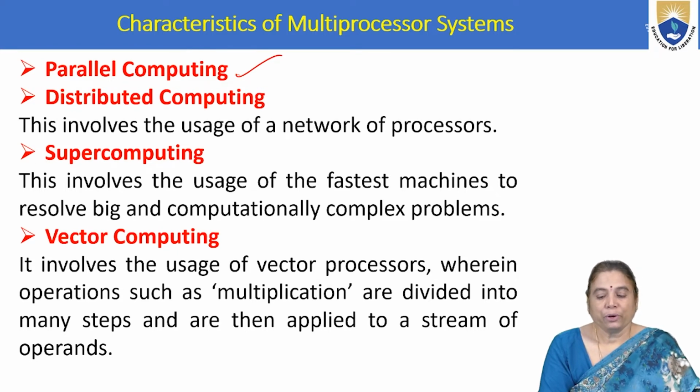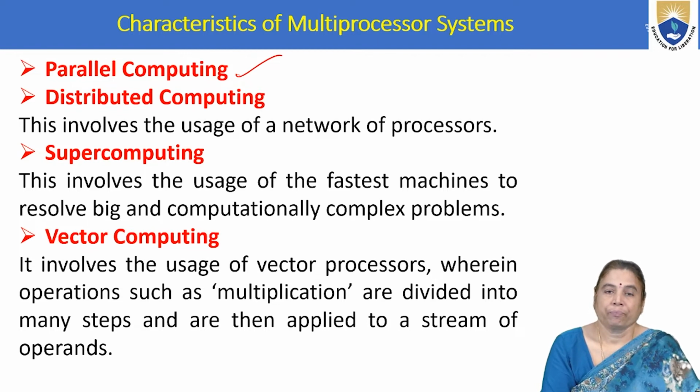Next, distributed computing. Here it involves the usage of a network of processors. So the processors are not centralized. They can be located in geographically diverse locations and connected via a network in order to execute distributed applications. So distributed computing can be supported with the help of multiprocessor systems.